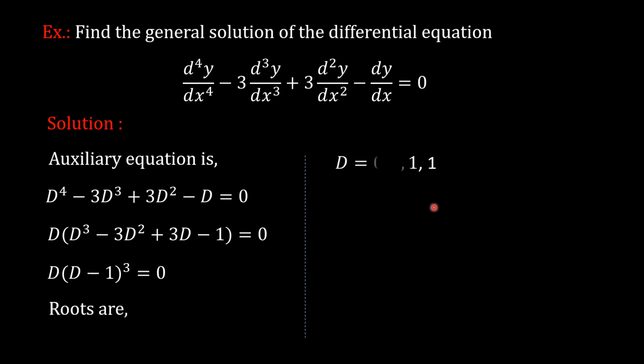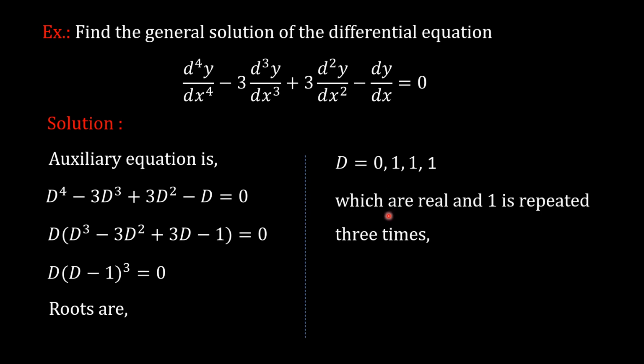So roots are 0, 1, 1, 1. So there are a total of 4 roots, and see here the degree of the auxiliary equation is 4. We got 4 roots, all of which are real roots, out of which the root 1 is repeated 3 times. Again, recall the case from the last lecture. When the root is repeated 3 times, how are we obtaining the general solution?